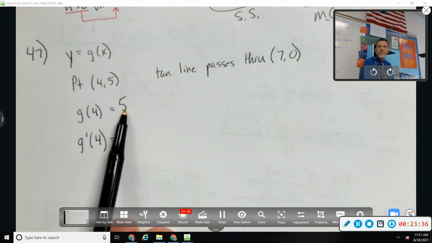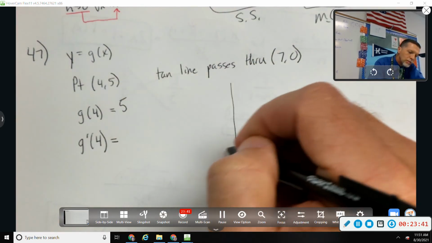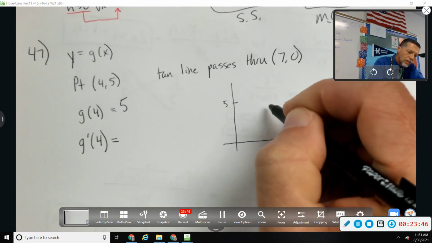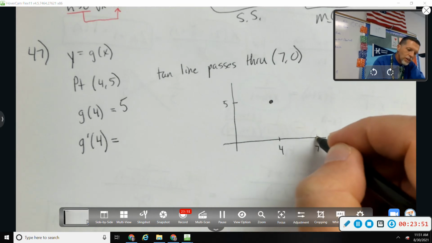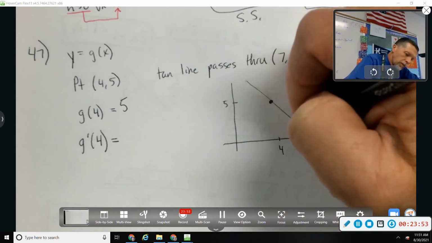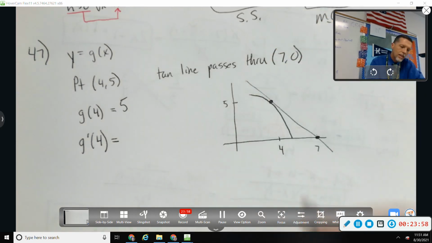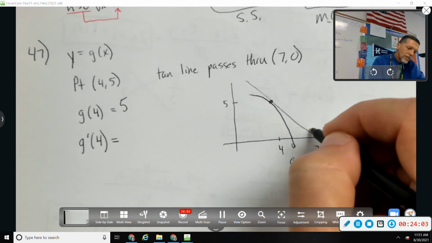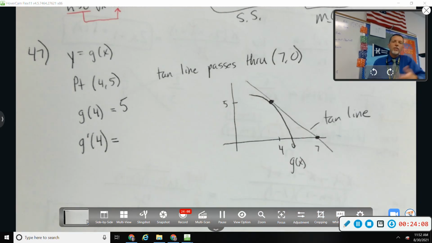I guess I'm kind of thinking of it backwards. It might help to draw a sketch of this. It doesn't have to be perfect. So (4, 5) is on the graph, and the tangent line goes through the point (7, 0). So that means the graph looks something like that. I mean, who knows, but that's g of x. There's my tangent line. So yeah, g of 4 is 5 because the point (4, 5) is on the graph.